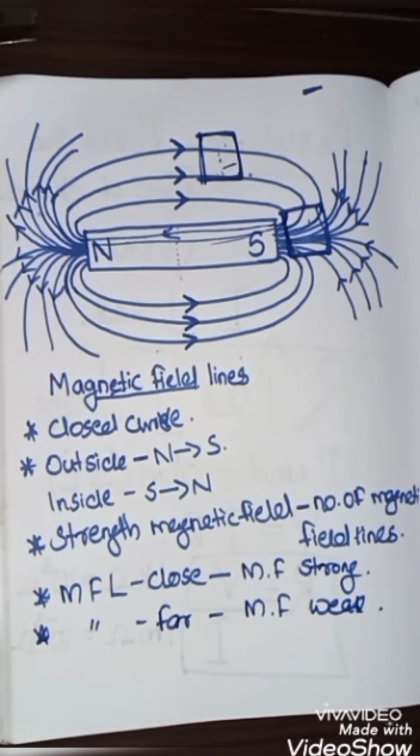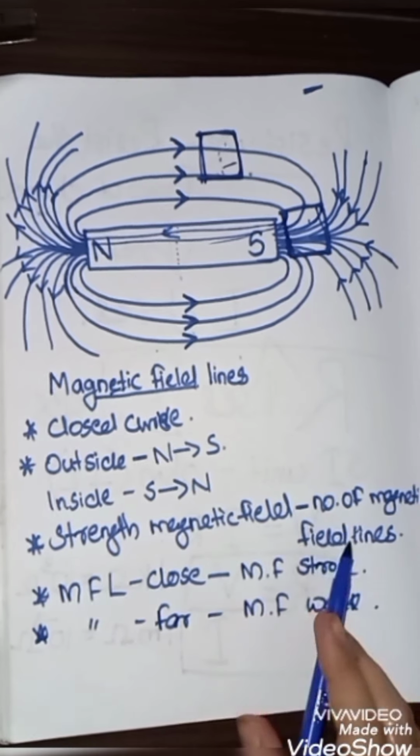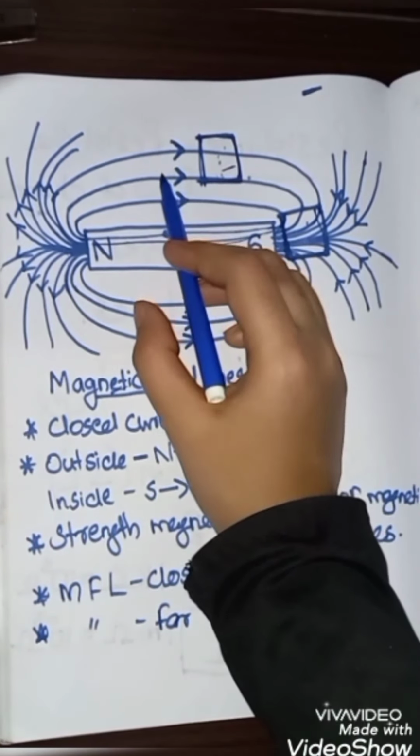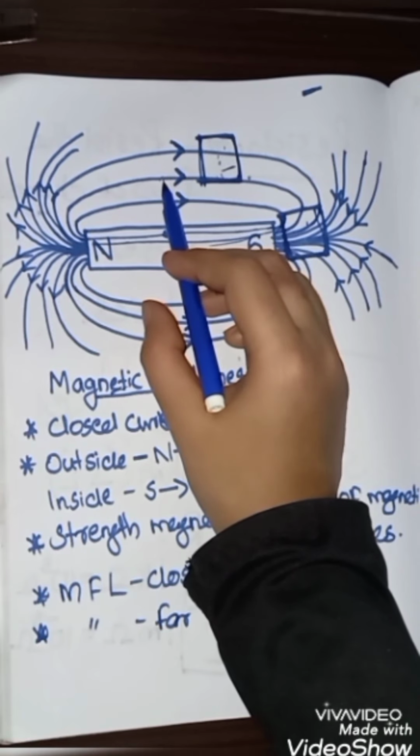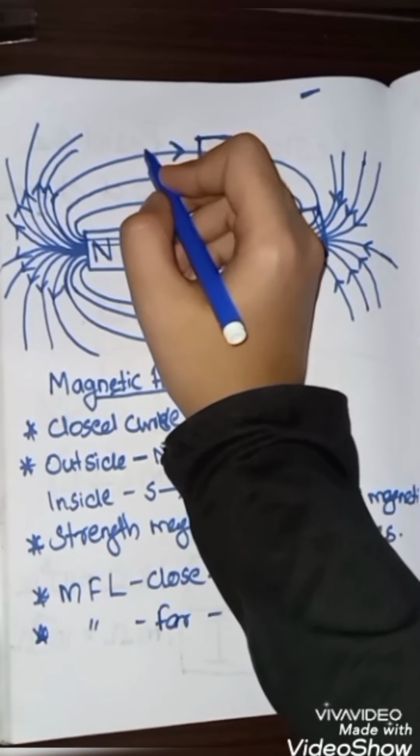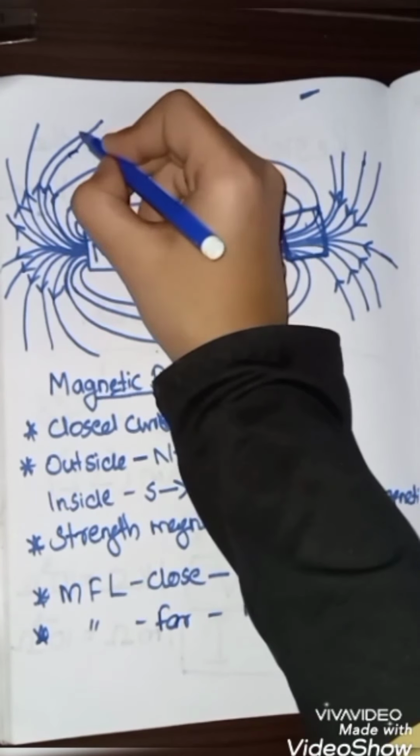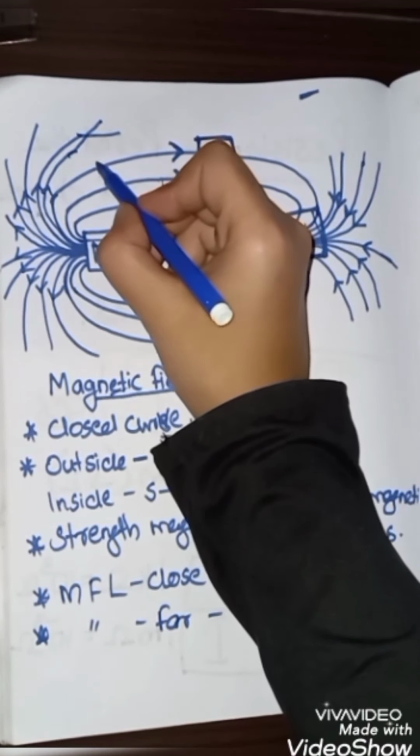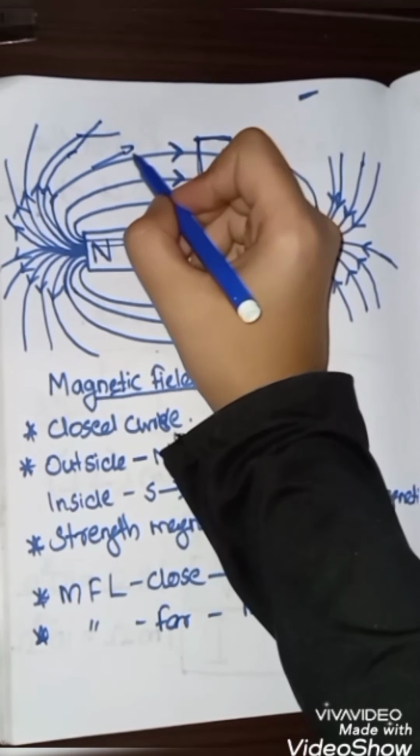Then there is another point: the number of magnetic field lines per unit area is the measure of the strength of the magnetic field. We already discussed that. Then, two magnetic field lines never intersect each other. Suppose these two magnetic field lines intersect each other. Here we can find the direction; the direction is the tangent of these field lines.